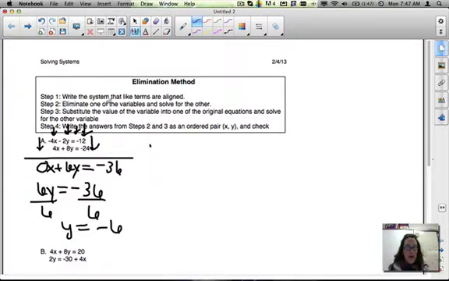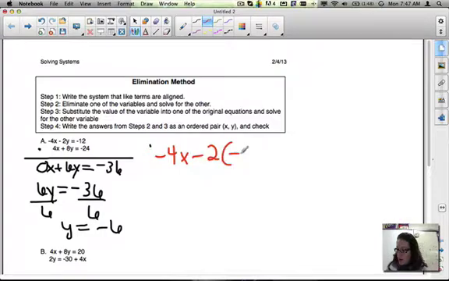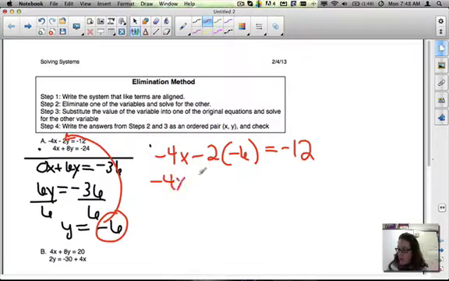Step 3, substitute the value of the variable into one of the original equations from above. So I'm going back to my original equations, and I'm going to substitute y equals negative 6 for one of the y's. I'm just going to choose the first one. I put negative 6 in for my y. So I'm left with negative 4x plus 12 equals negative 12.